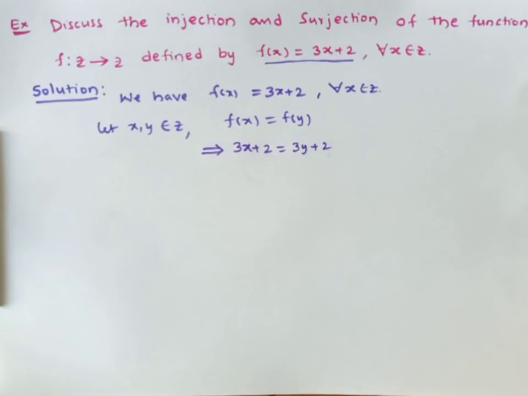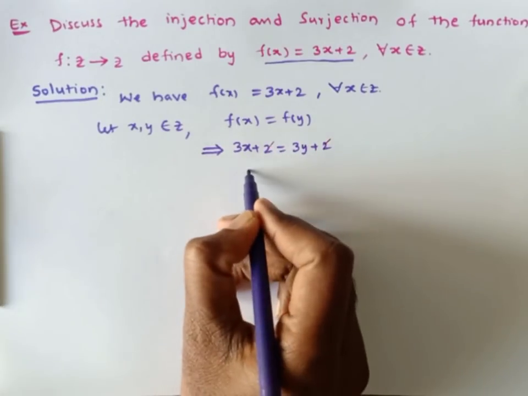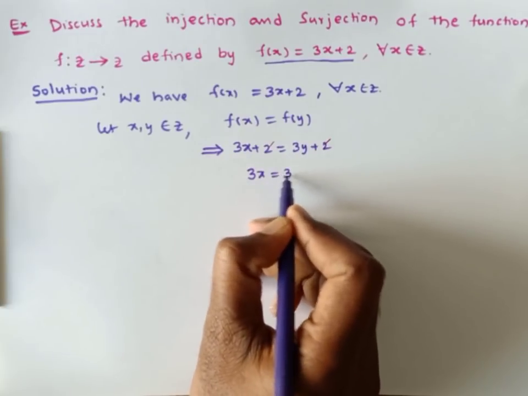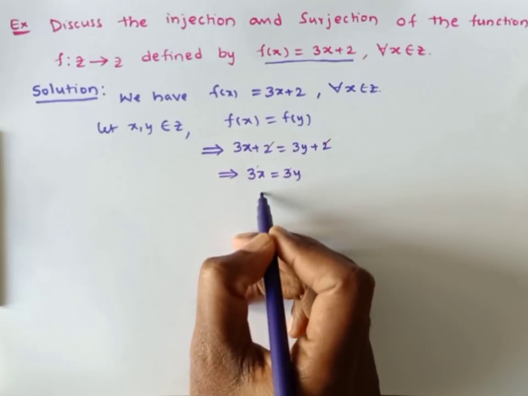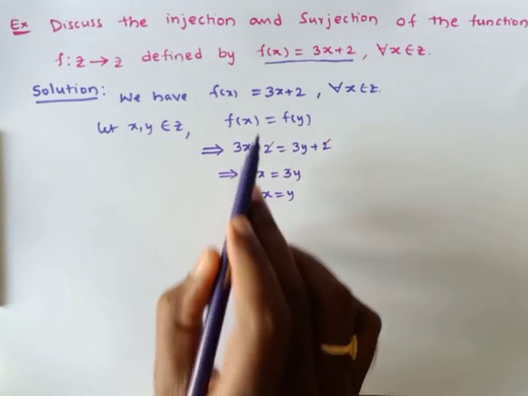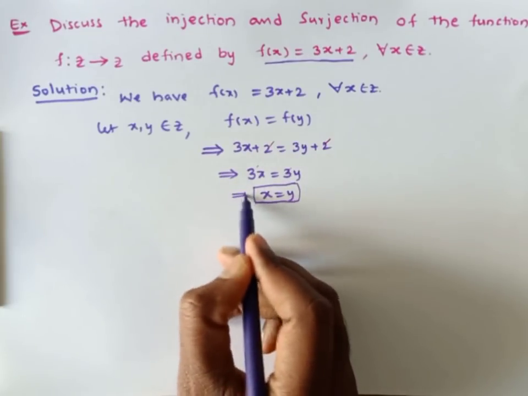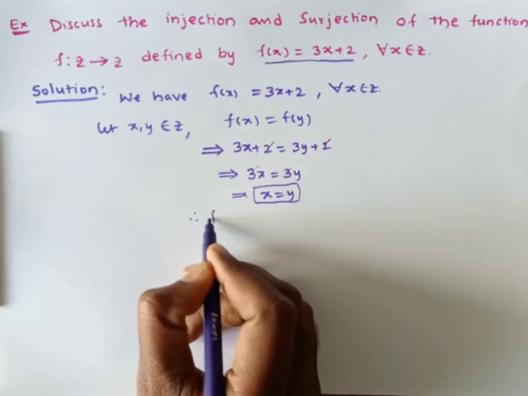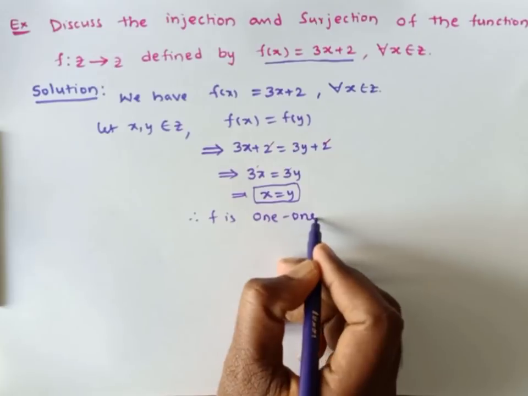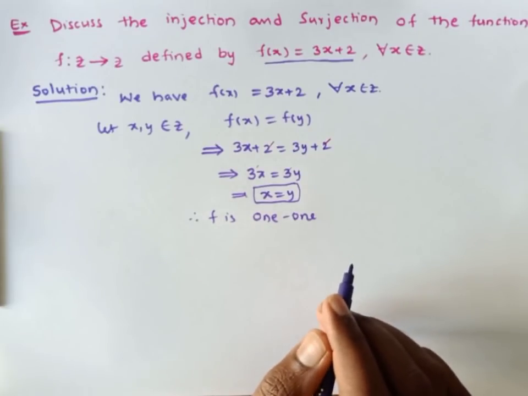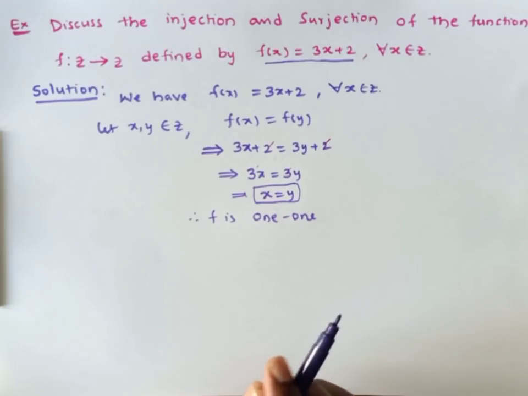Now on both sides the 2 gets cancelled, then the remaining is 3x equals 3y. On both sides the 3 also gets cancelled, therefore x equals y. So f of x equals f of y implies x equals y. Therefore the function f is one-one. It is enough to show, for the injection condition, that f of x equals f of y implies x equals y.